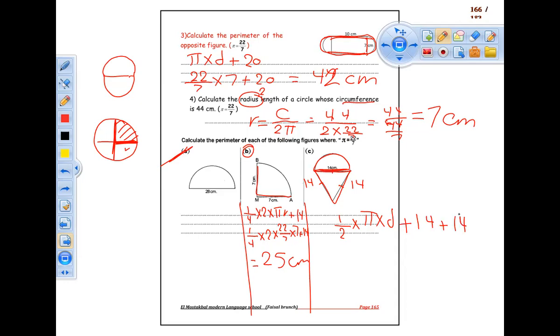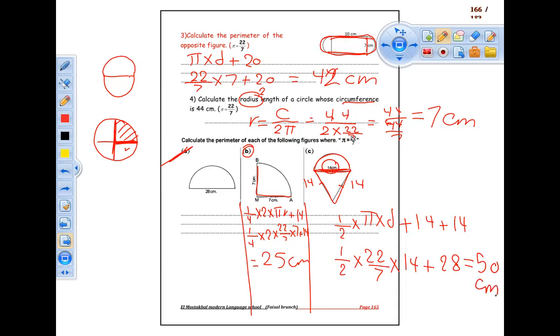Mister, why can't you calculate this with each of them? Because the 14 here is from inside the shape and the perimeter is from the outside. The perimeter is from the outside line. Half by 22 over 7 by 14 plus 14 plus 14 equals 28. Then the sum equals 50 centimeter.